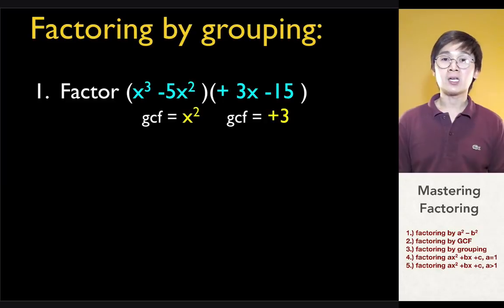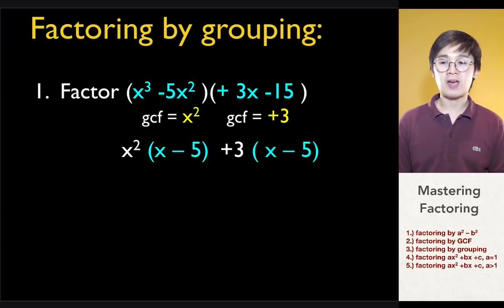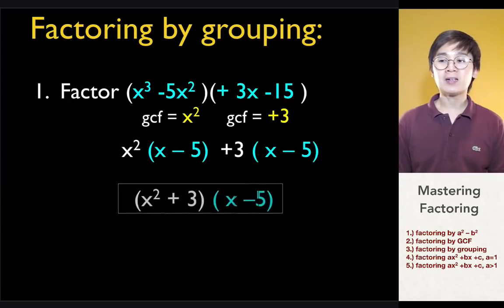And if we undo the distributive property or divide each term by the GCF, our first group will simply be x squared times x minus 5, and the second group will be positive 3 outside times x minus 5 inside. So this is now our factored form, which we can further simplify because x minus 5 is a common term for the first group and the second group. So our final answer will be x squared plus 3 times x minus 5. We can no longer factor out any of the terms because they're already the simplest form of the polynomial. So this is how we use the grouping technique in this polynomial.